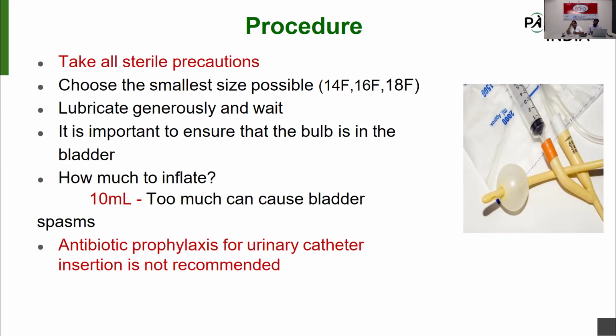Then, antibiotic prophylaxis for urinary catheter insertion is not recommended. Some patients will come and say that once you put a catheter, you have to give me an antibiotic shot because I can get a urinary tract infection. Whenever a patient says that, we have to educate them that putting a catheter does not by itself lead to a urinary tract infection. But if you are not doing proper care and not taking a good amount of fluid, then that can lead to a urinary tract infection.